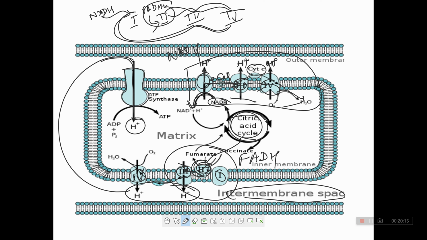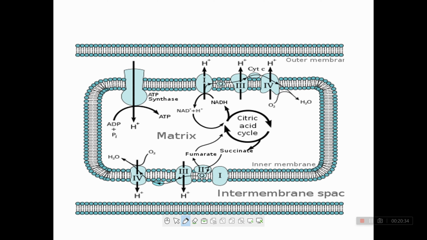They utilize this proton and convert it into ATP. So this is the process of oxidative phosphorylation: how the NADH and FADH are converted into ATP. Clear? Clear this process?